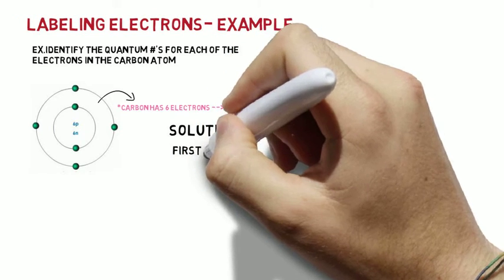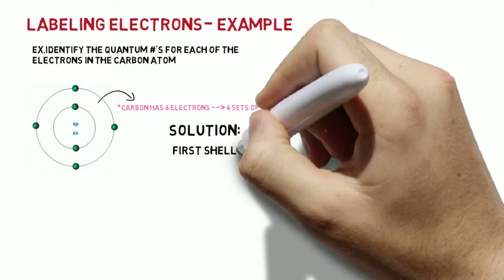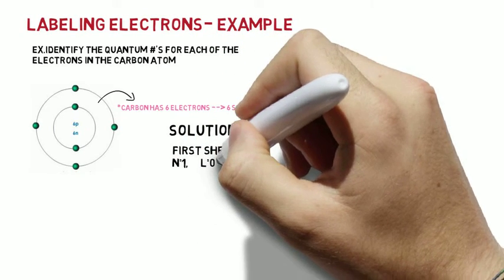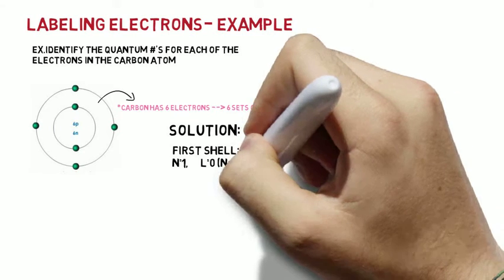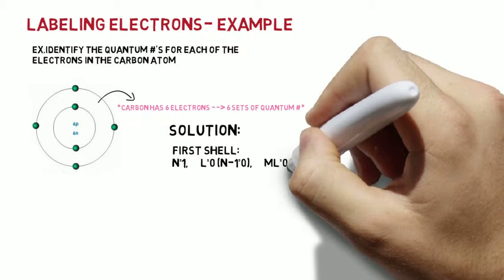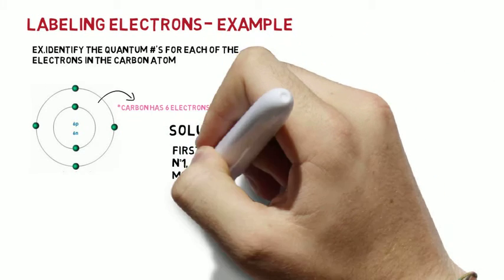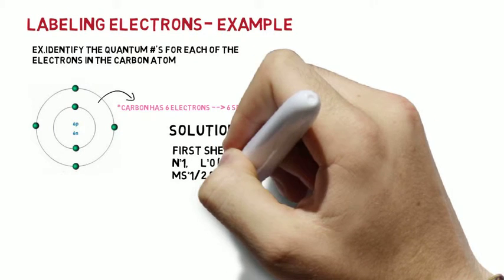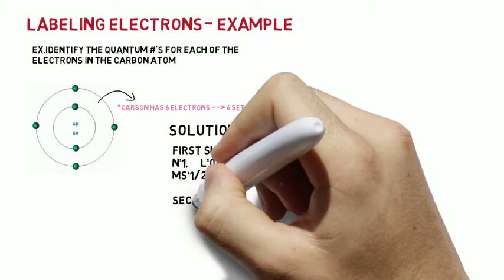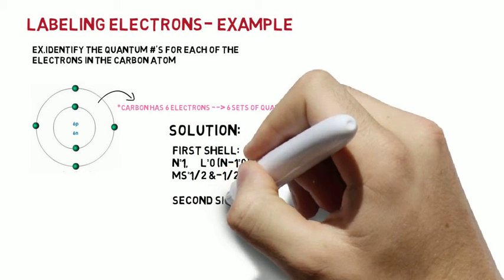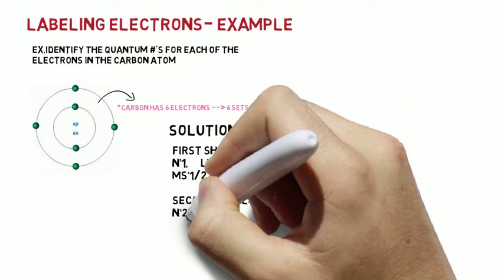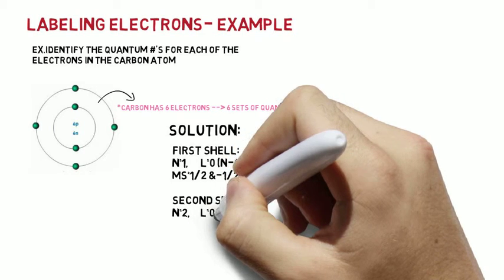To start this problem, we begin at the first shell, represented by n. n equals 1. l equals 0 because if you recall, l equals n minus 1, and since n equals 1, l equals 0. The magnetic number is also 0 because if you recall, it is determined from negative l to positive l, and since l equals 0, m sub l is also 0. And spin quantum number is positive and negative half.